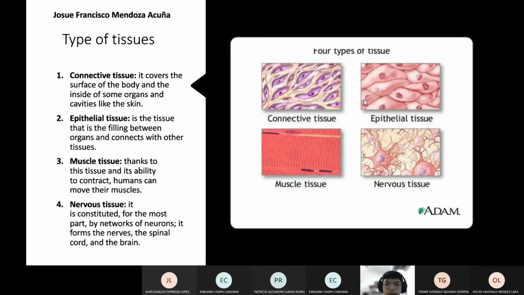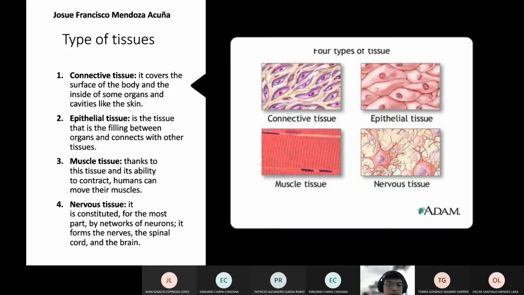We can see in the image the four types of tissues: the connective tissue, the epithelial tissue, the muscle tissue, and the nervous tissue. Connective tissue. It covers the surface of the body and inside of some organs and cavities, like the skin. Epithelial tissue is the tissue that is the filling between organs and connects with other tissues.